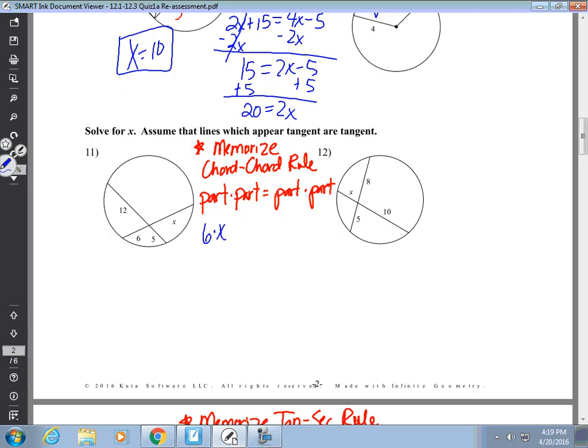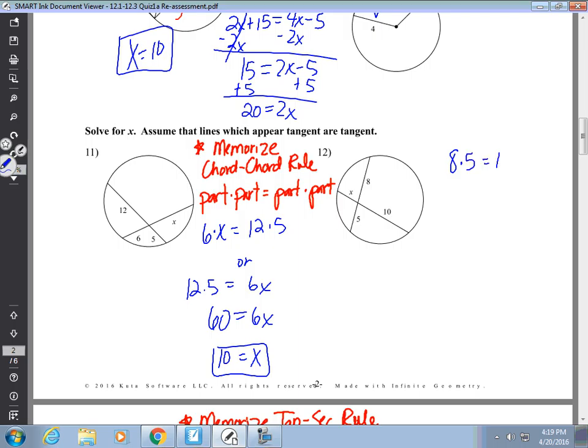This is 6 times x is equal to 12 times 5. Or you can put it 12 times 5 is equal to 6 times x. It doesn't matter. The 60 equals 6x, which once we divide by 6, we see x is 10. So we're doing part times part here. This is very similar to the quiz.